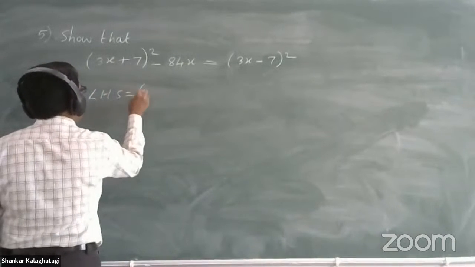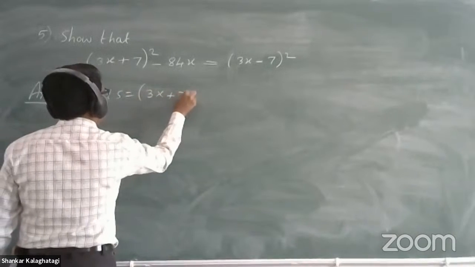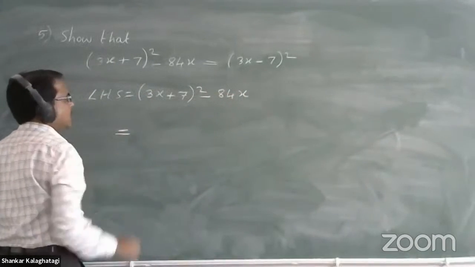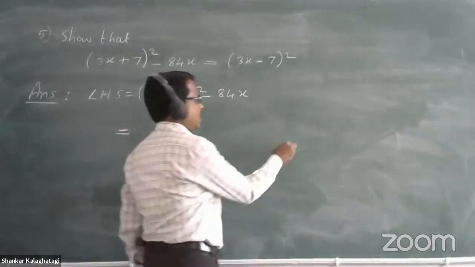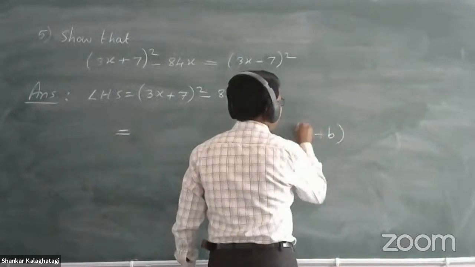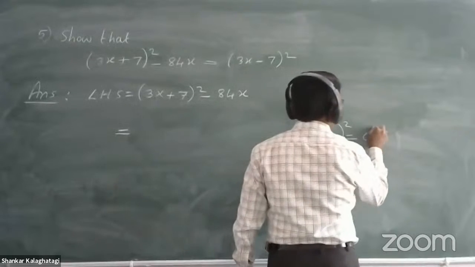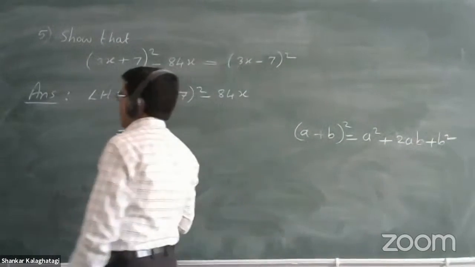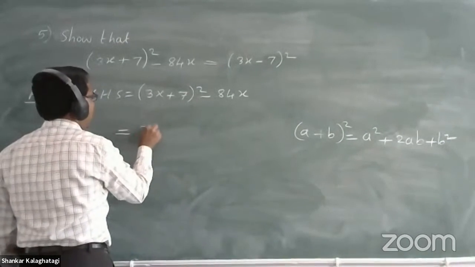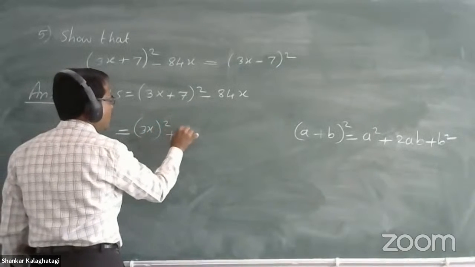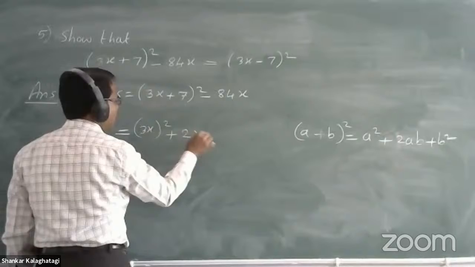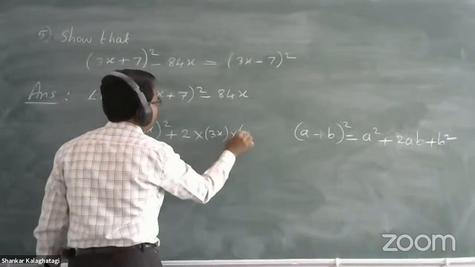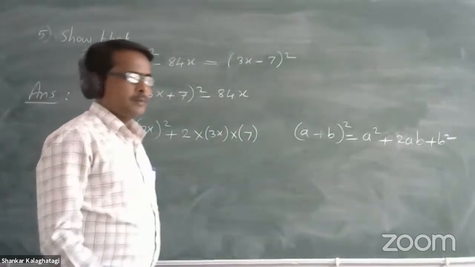First we shall take LHS. LHS is equal to (3x + 7)² − 84x. We must expand this using the (a + b)² identity. (a + b)² is a² + 2ab + b². So first term squared, (3x)², plus 2ab, meaning 2 into a, the first term, here 3x, into b, the second term, here 7.